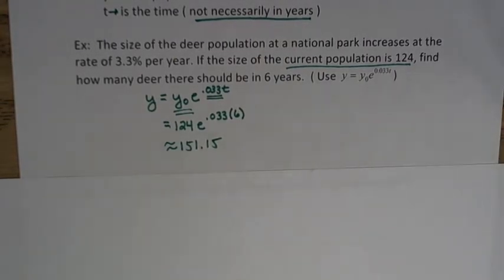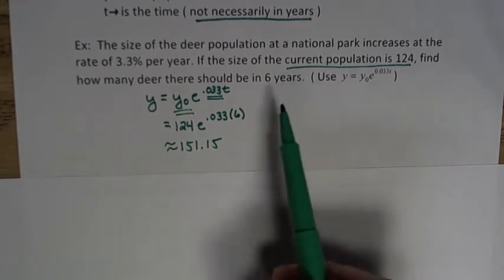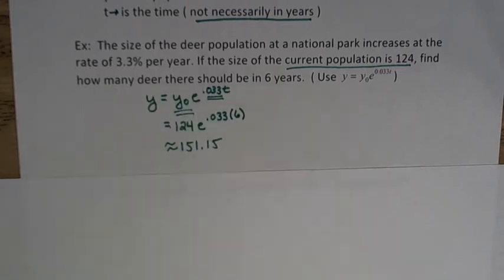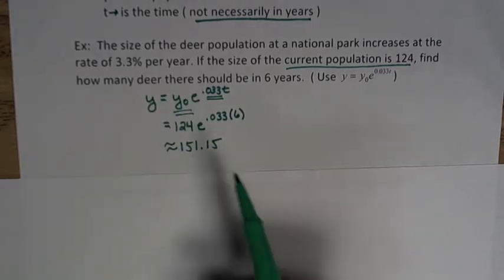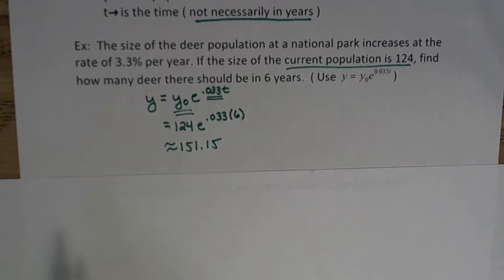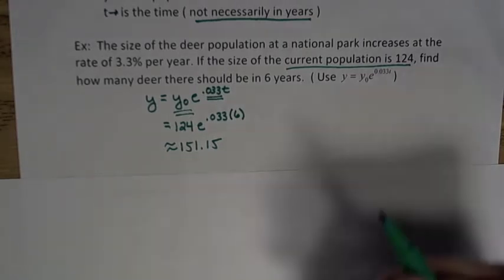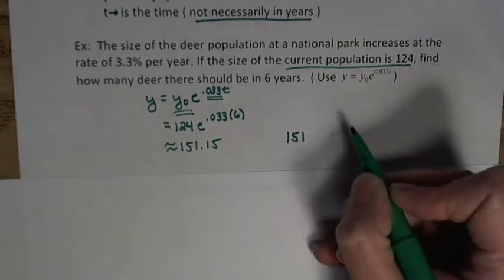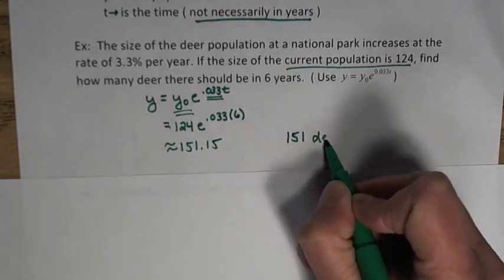Now let's take a look at the question. I want to find how many deer there would be in 6 years. So does 151.15 seem realistic? Can I have a partial deer in 6 years? So with a problem like this, it may make more sense to actually round to the nearest whole deer. And so the most reasonable answer for this problem would be 151 deer.